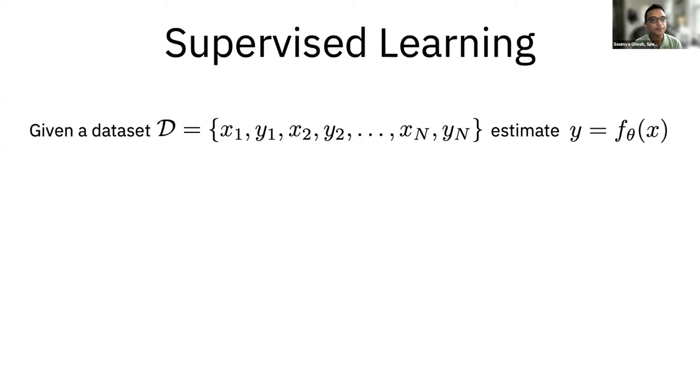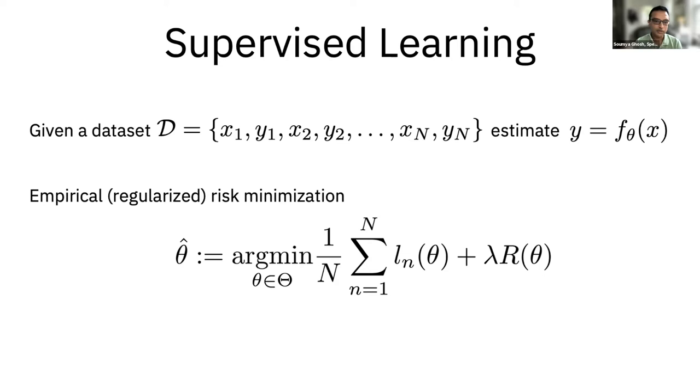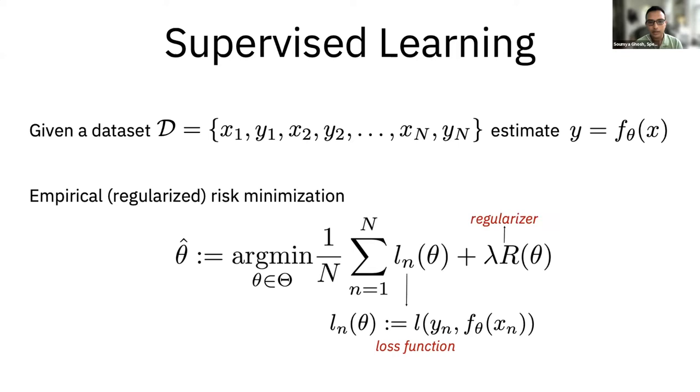Okay, so we know how to learn these models. It's fairly well understood. We'll simply do some form of empirical, or if you have a regularizer, regularized risk minimization. That is, we'll minimize this particular equation where the first term is basically just a summation over losses at every data point, where I'm using L sub n of theta as a shorthand notation for the loss evaluated at the nth data point. And R of theta is just some regularizer, which is a function of the parameter theta.